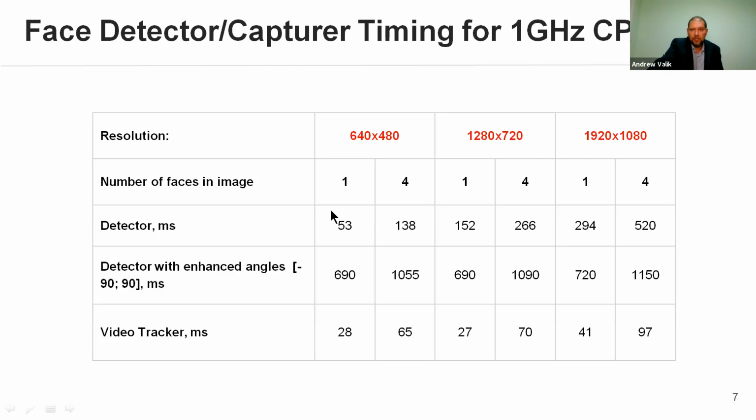So you can see that the detection time for the video tracker on a modern CPU will be around 30 milliseconds. It will be around 30 frames per second for detecting people in a Full HD video stream.